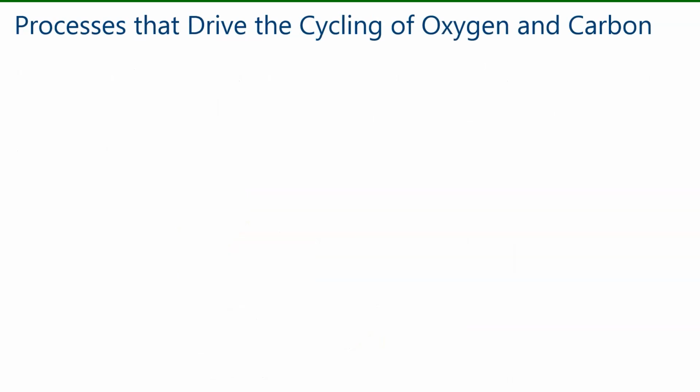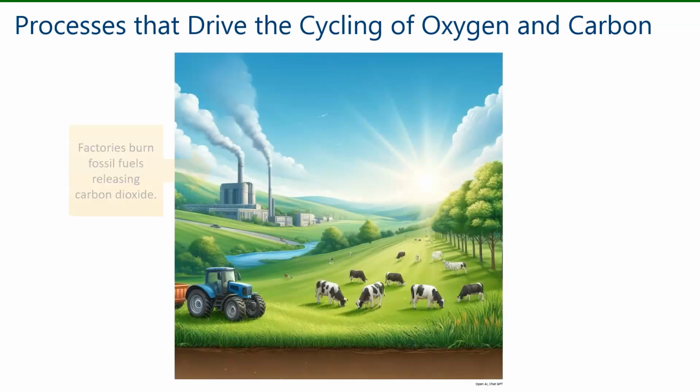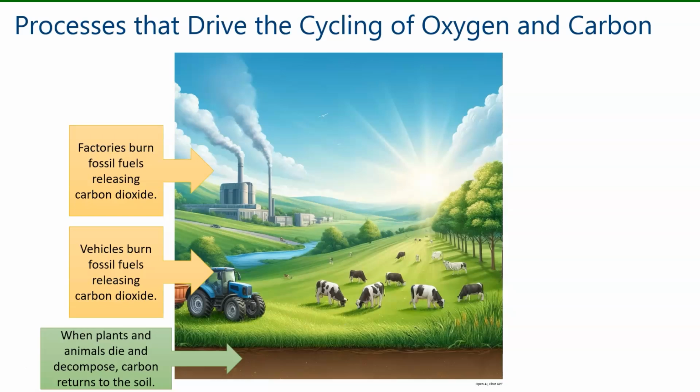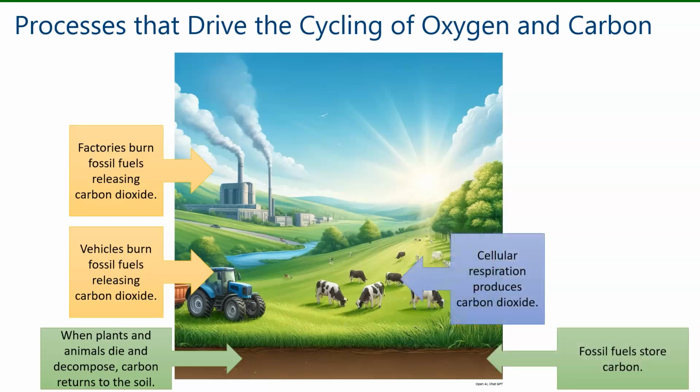Let's take a closer look at some of the processes that drive the cycling of oxygen and carbon. Factories burning fossil fuels release carbon dioxide, contributing to the carbon cycle. Vehicles burn fossil fuels, also releasing carbon dioxide, contributing to the carbon cycle. When plants and animals die and decompose, carbon is returned to the soil. Fossil fuels store carbon, and cellular respiration produces carbon dioxide gas. Photosynthesis, on the other hand, produces oxygen gas.